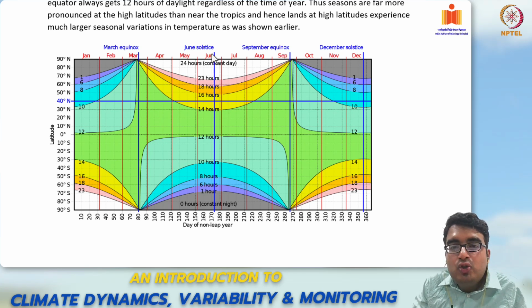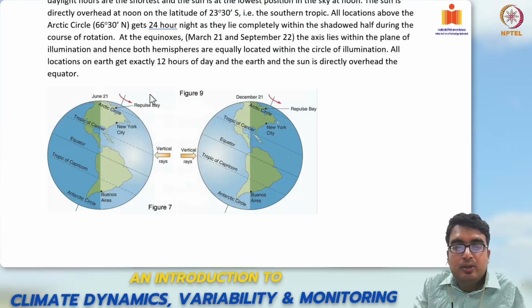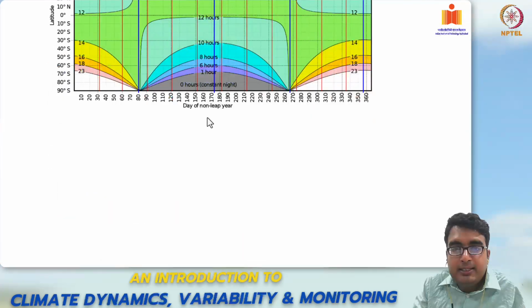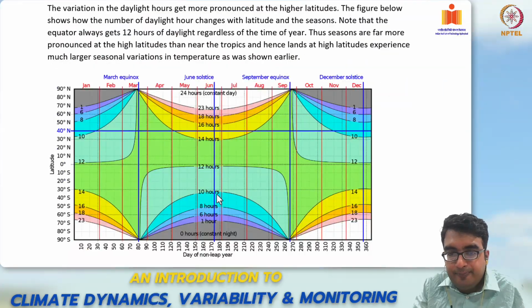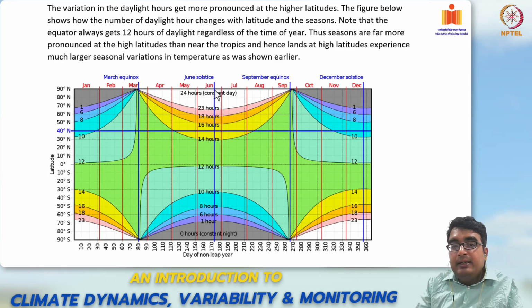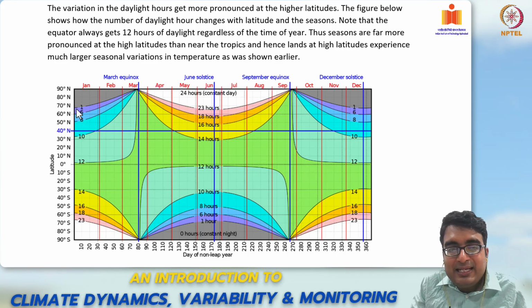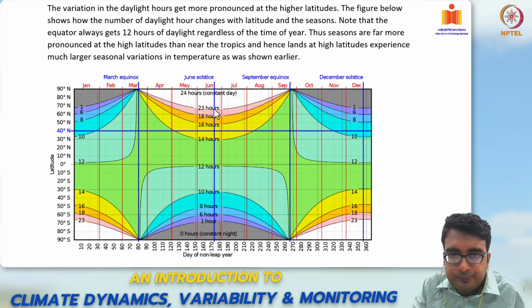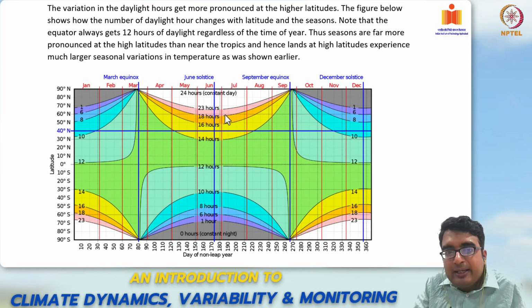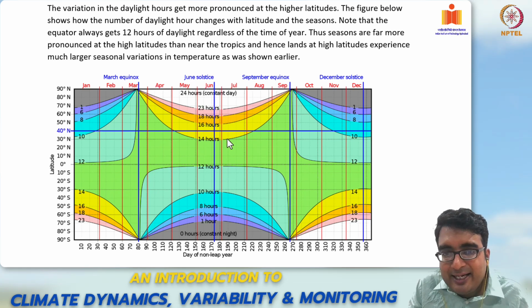This is the June solstice day. Okay, so this June 21st is this blue line here. All right. Here you can see above 66° latitude, you are getting 24 hours of constant day during the summer solstice. Then throughout the entire northern hemisphere, you are getting more daylight hours than night hours.